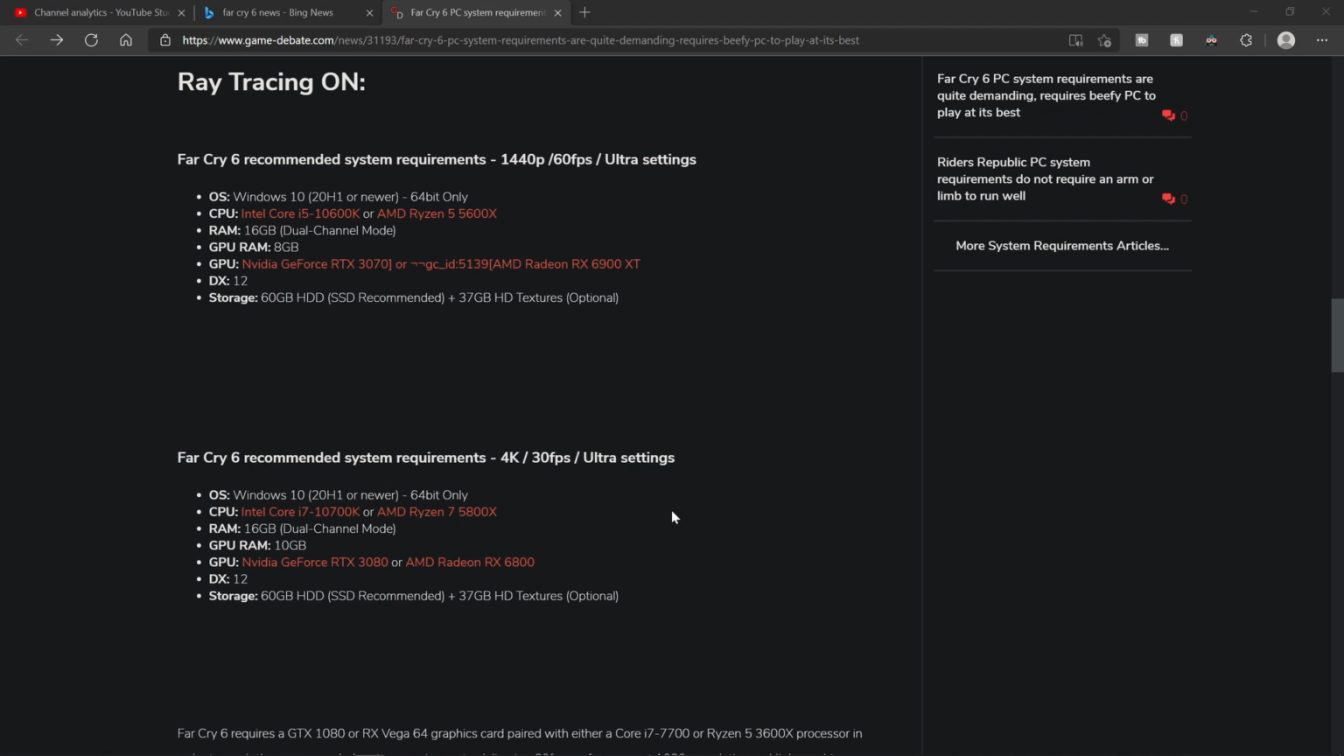Alright, so last but not least, we have the system requirements for 4K 30 FPS ultra settings with ray tracing turned on. We have an i7 10700K along with a Ryzen 7 5800X, which are both 8-core 16-thread CPUs, very strong CPUs, just all around great CPUs for gaming. Not sure what the overclocking is like on these, but still 16 gigabytes of dual channel mode RAM.